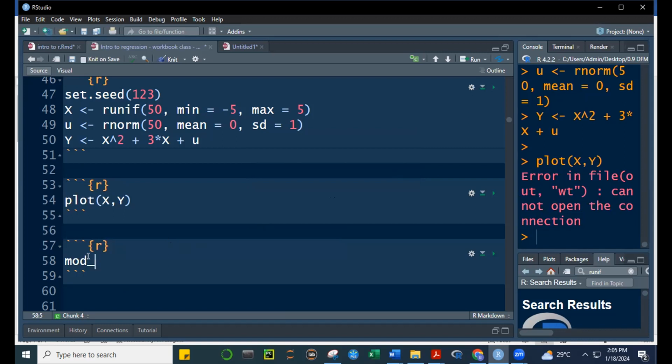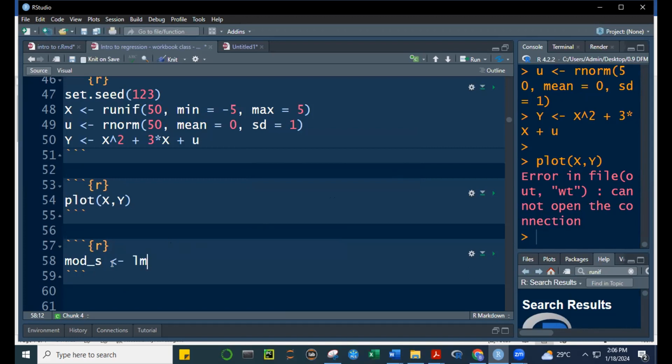Nagkakaproblema ito. Let's call it mod S, for model simple. You may name it any way you want. Alt minus. All right. This is what's very good with R. It's very easy to run a regression model here. Okay. Ang function na gagamitin diyan is LM. LM means linear model.